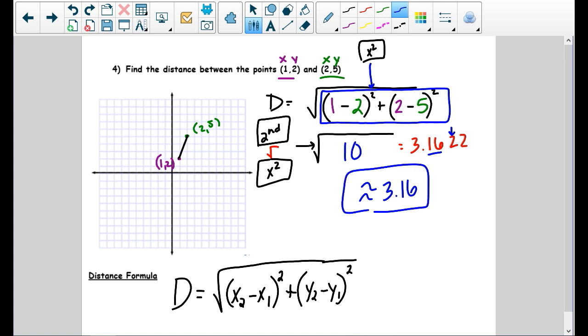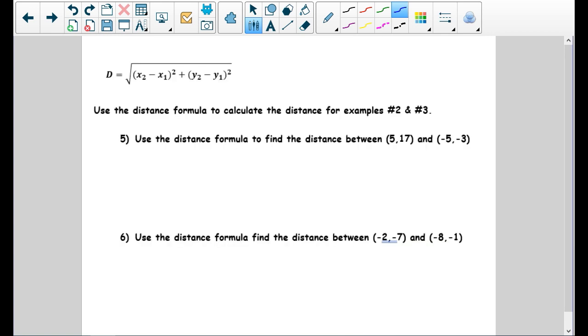So write it out, fill in your numbers, calculate the inside of the square roots, then square root to get our answer. Okay? So we're going to do one more together. So let's try number 5 together here. It says use the distance formula to find the distance between 5, 17 and -5, -3. Okay? So fill out our distance bracket here.